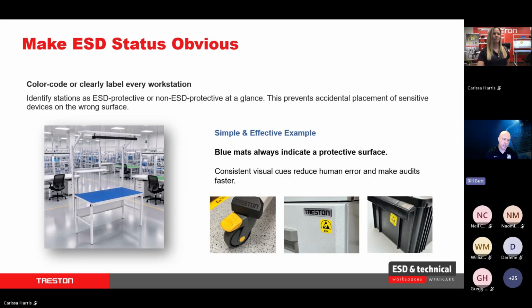And then one last thing. This may seem obvious, but make it obvious. So color code your workstations, label your workstations, label your bins, your carts. Blue mat's a great example. Blue mat indicates an ESD protective workstation, or a green mat if you've got a lead-free system. And for the workstations that don't have mats, operators should understand that's not an ESD protected workstation.